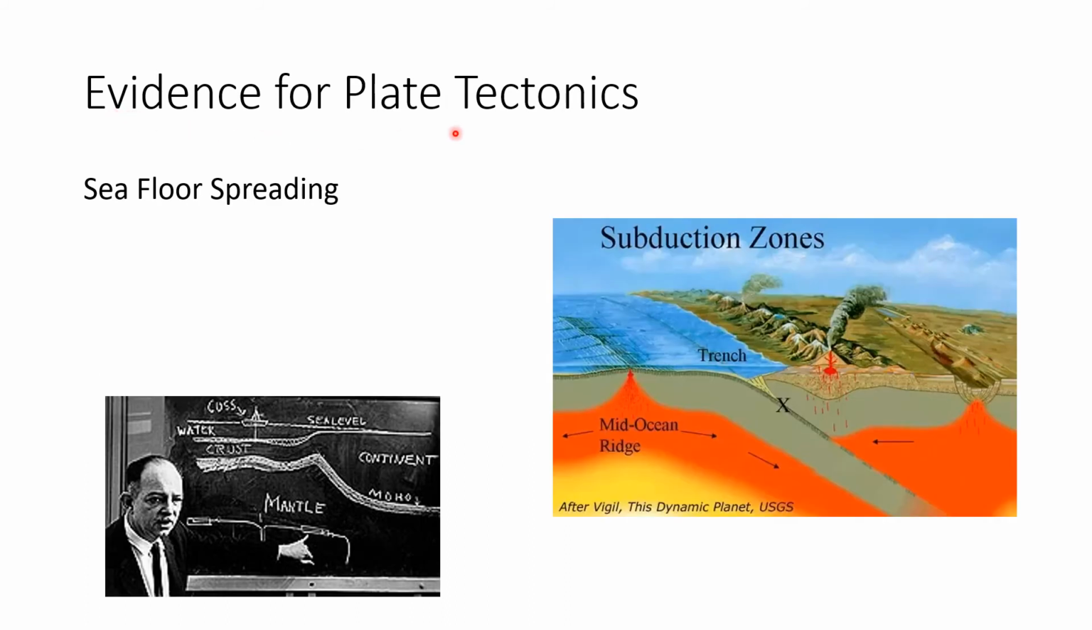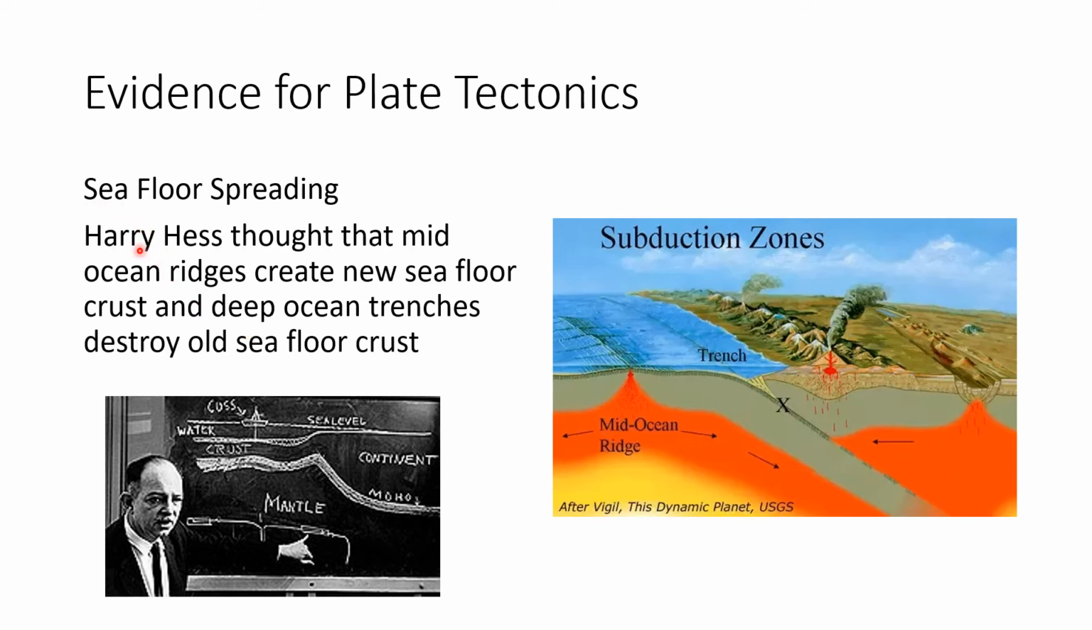So other than continental drift, we've got another piece of evidence for plate tectonics, and that is called seafloor spreading. Seafloor spreading was thought of by this guy, Harry Hess. He thought that these features called mid-ocean ridges, which are like a mountain range in the middle of the ocean, form new seafloor crust, and then at the edge of the ocean, old seafloor crust descends into what's called a deep ocean trench and gets destroyed.